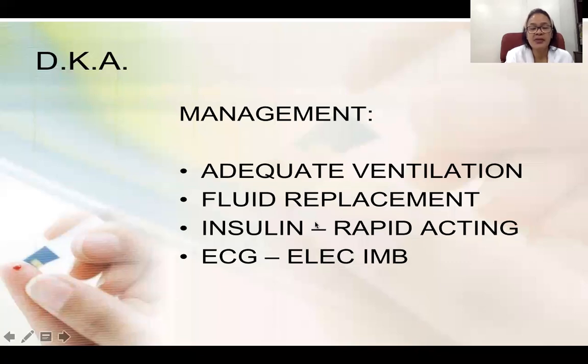So management. For DKA, because of dehydration, you need to replace the fluid, okay? ABC, you need to secure the airway, the breathing, and the circulation. You give your insulin, and then if there are signs of metabolic acidosis, you need to give your bicarbonates. And then if there are electrolyte abnormalities, like for example, increase in your potassium, so with fluid replacement and the insulin, because with the giving of insulin, it will decrease the level of your potassium.